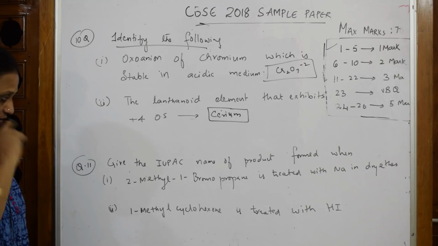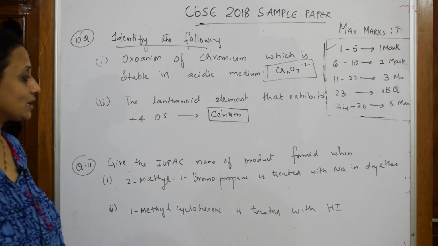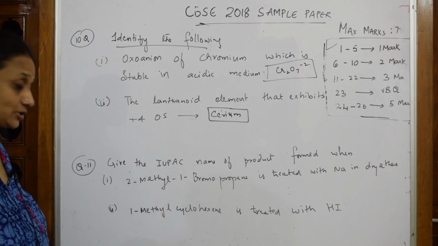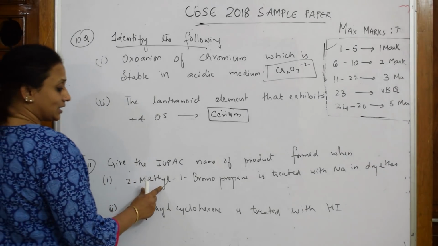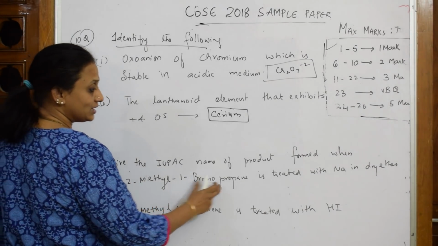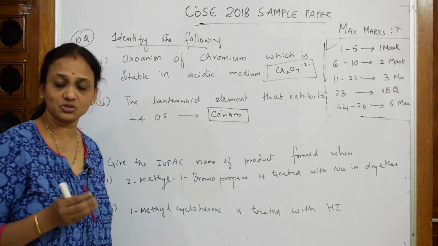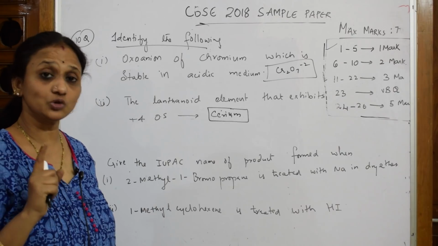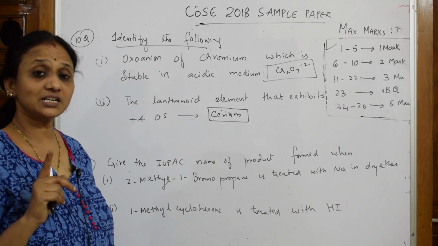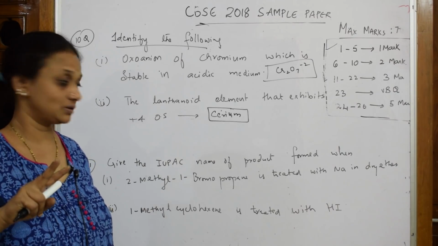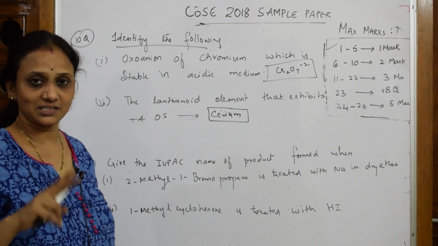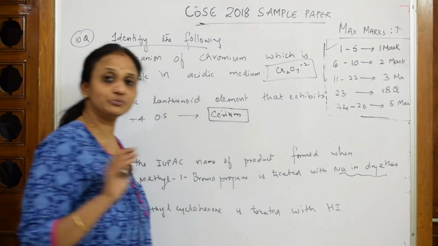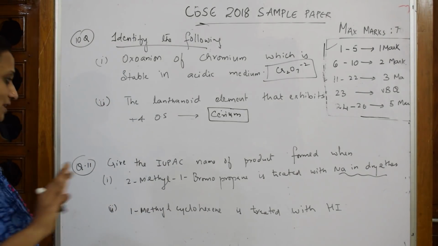Next, the 11th question. What did they ask me? Give the IUPAC name of the product formed. Okay, this is one way of questioning you, IUPAC nomenclature. They said 2-methyl-1-bromopropane is treated with sodium and dry ether. Sodium and dry ether, you need to remember, is only in the Wurtz reaction, isn't it? In the Wurtz reaction, you always take two similar alkyl halides. Remember that. Whenever you see sodium in dry ether, you have to be very careful that it is the Wurtz reaction, right?